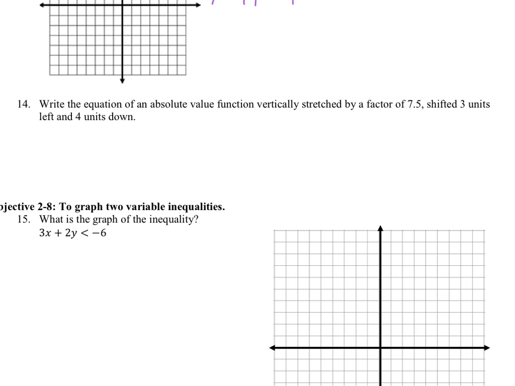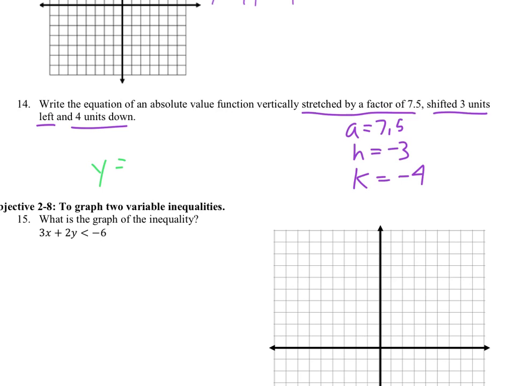For number 14, they give us a set of transformations to write an absolute value function for. So stretched by a factor of 7.5, shifted 3 units left and 4 units down. So that stretch is really our a value, so 7.5. 3 units to the left would be our h value, so -3, and 4 units down would be our k value, -4. So our function would be y equals, oops, not 7/5, 7.5, and then the absolute value, now it would be x minus a -3, so that's really going to be x plus 3 inside the absolute value, and then minus 4.